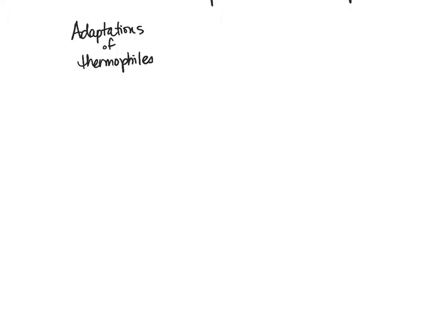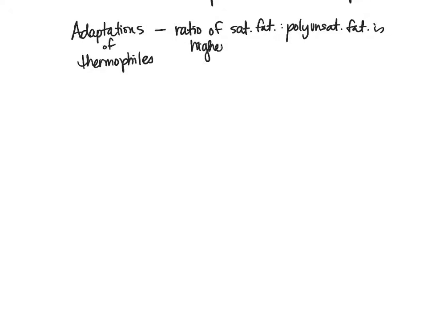Good. So now let's take a look at some of the adaptations of thermophiles. What are these organisms going to do to withstand the high heat? So the first example is that the ratio of saturated fatty acids to polyunsaturated fatty acids is higher. Again, we're seeing the opposite of what we saw before, and this is to limit fluidity.